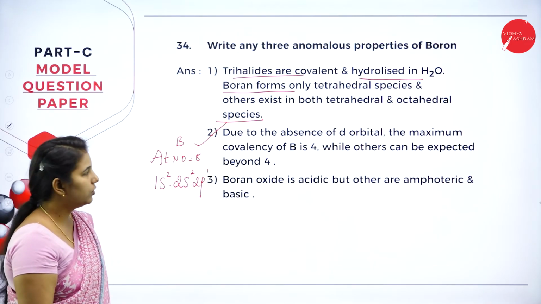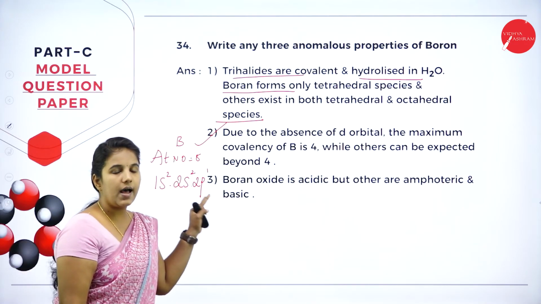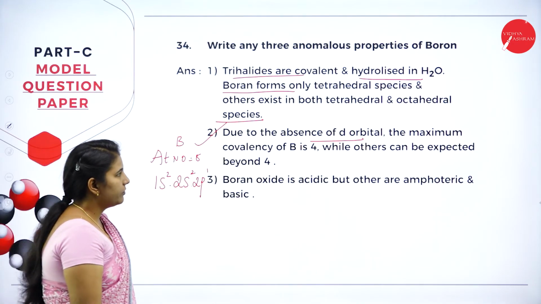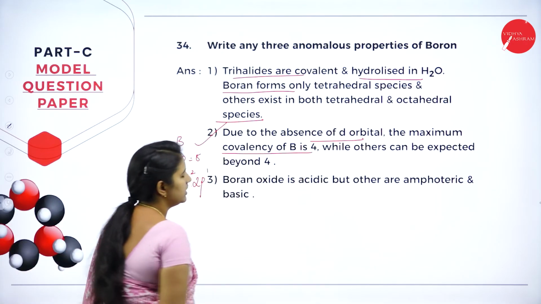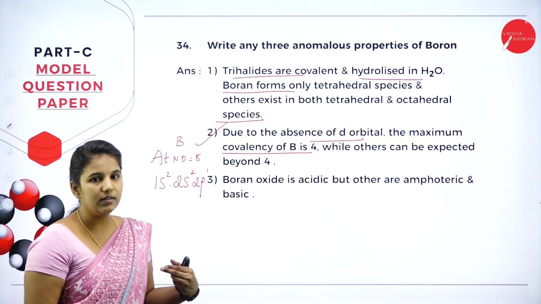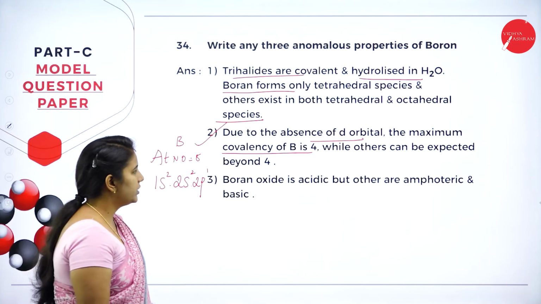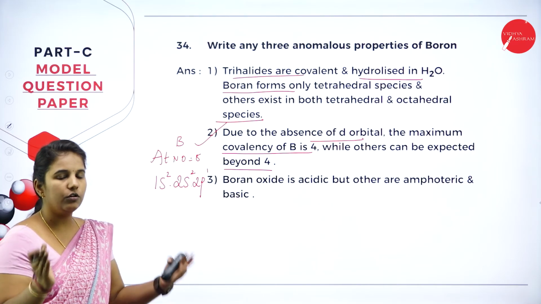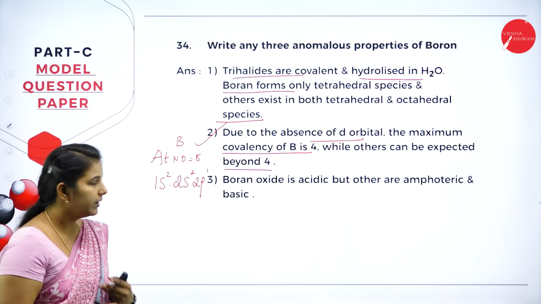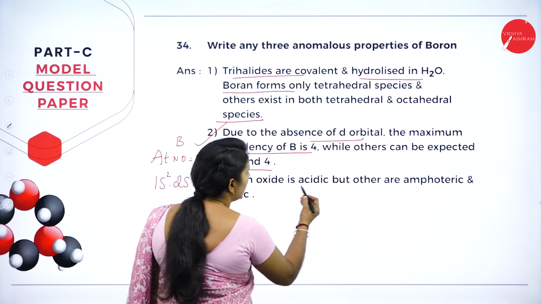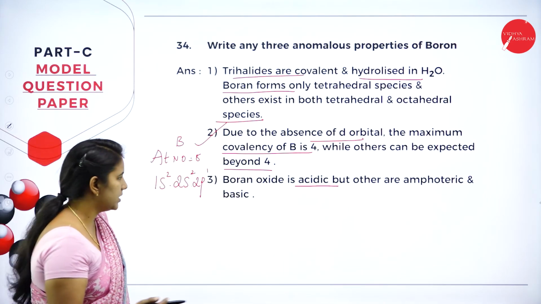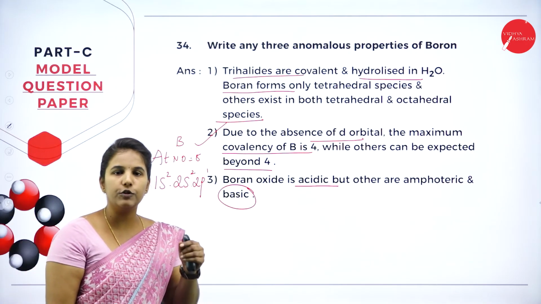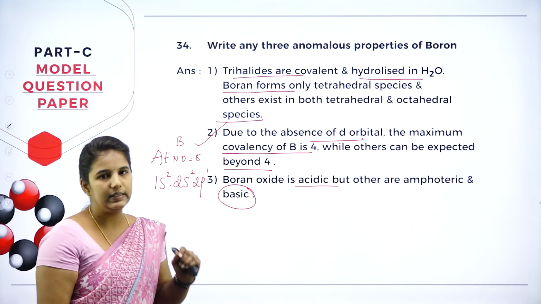1s2, 2s2, 2p1. You can see that there is an absence of d orbitals. So due to the absence of d orbitals, the maximum covalency of boron is 4, whereas the other elements of this group show covalency beyond 4. Their covalency becomes more than 4 when you consider the same group of elements. And boron oxides are acidic in nature, whereas the oxides of the other elements are amphoteric or basic. So any 3 anomalous properties you state for boron, it's enough to get 3 marks.